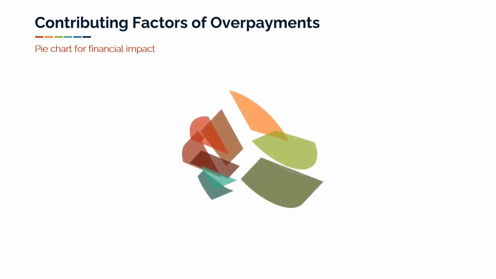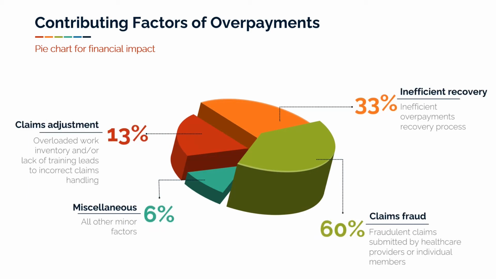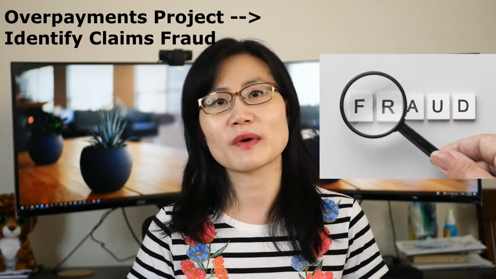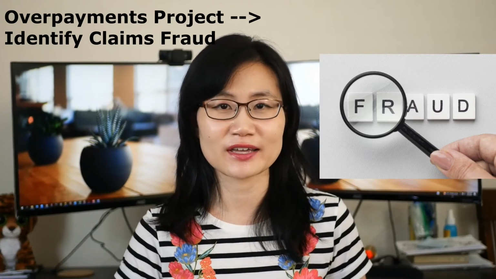At this step, the best way is to use visualizations to show the segmented values. So for example, we could use a pie chart for percentages of financial dollars. Clearly, claims fraud is the biggest root cause of overpayments in terms of financial impact, meaning if we could fix this issue, we would be able to reduce the overpayments by 60%. And now you can present your preliminary analysis to the executives and propose to set the priority of this big overpayment project to a much smaller project of identifying claims fraud.